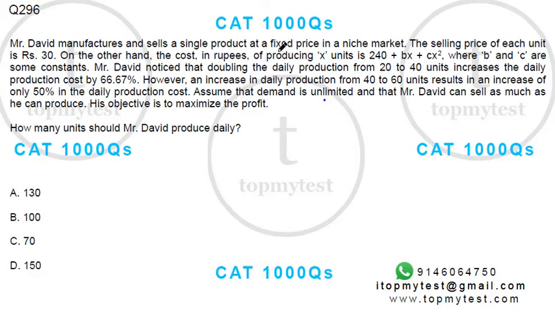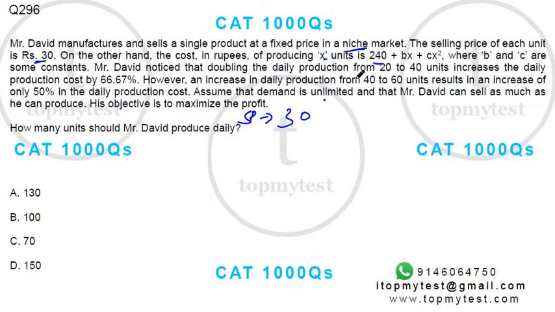David manufactures and sells a single product at a fixed price in a niche market. The selling price of each unit is 30. On the other hand, the cost in rupees of producing X units is this much, where B and C are some constants. Okay, so it's a quadratic function.